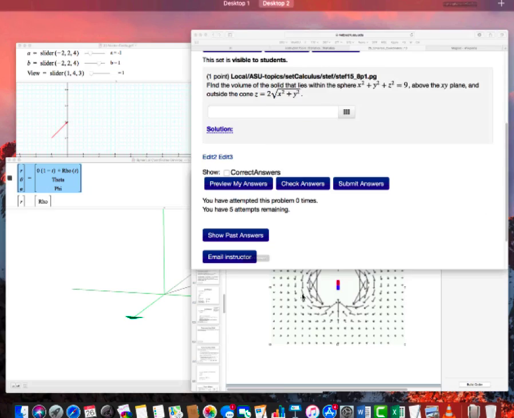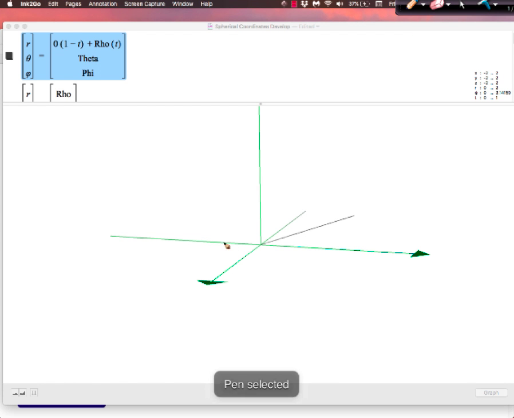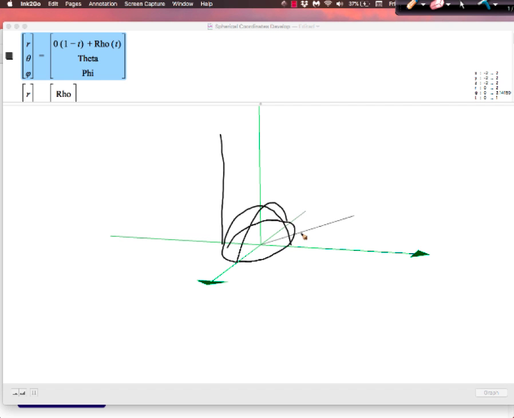Okay, so we had this one from last time. We're going to do the same thing. We're going to do both in cylindrical and spherical coordinates. We had that sphere, and then we had the top of that sphere kind of enclosed in this cylinder, like this.